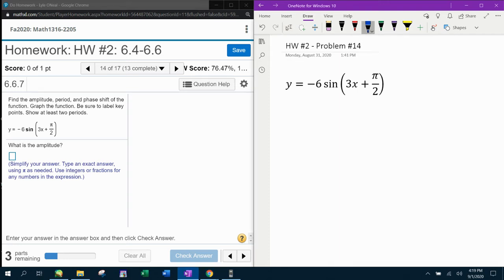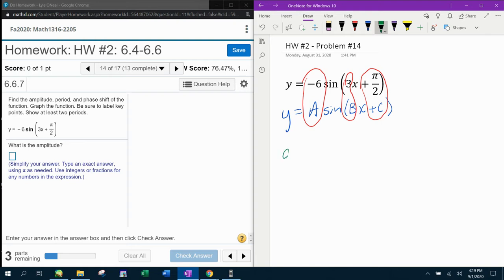Let's start with the standard equation of a sine function, which is y equals a sine of bx plus c. And then from here, we can tell the value of A, B, and C. So A is -6, B is going to be 3, and C is pi over 2. And now we can start answering some questions.